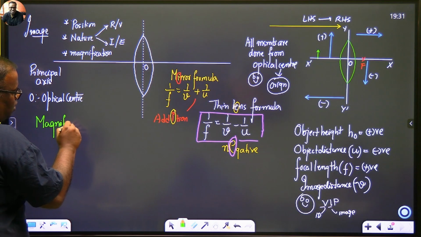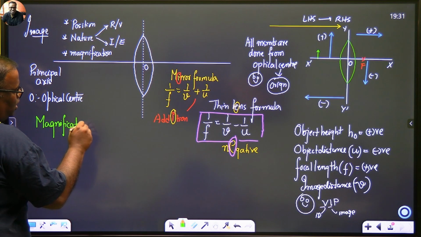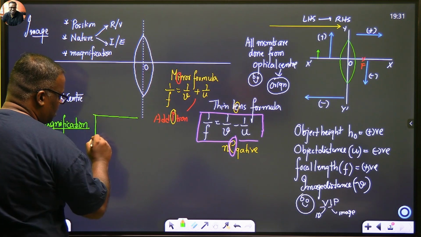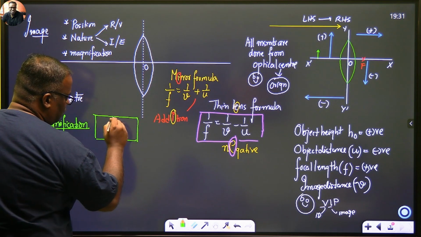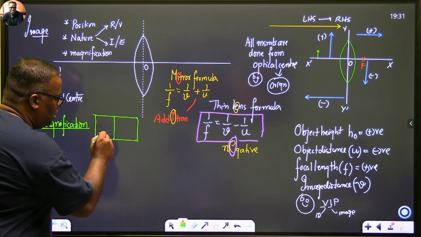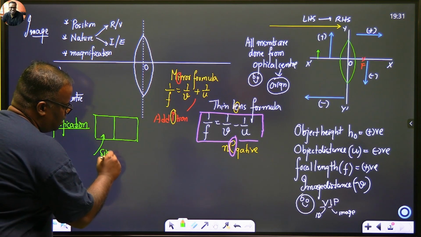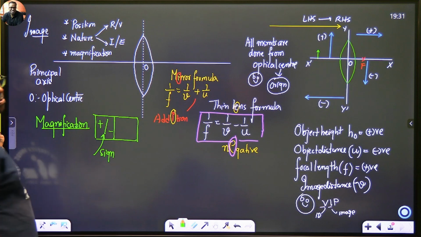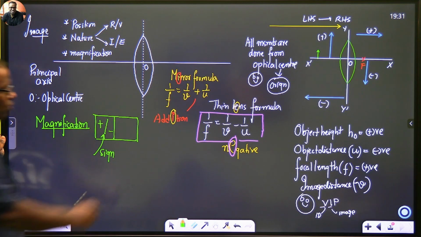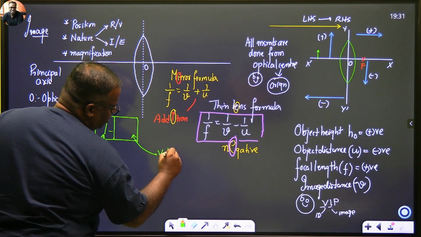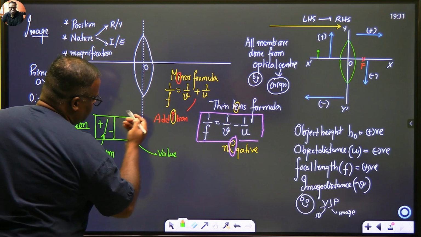Whether you are dealing with mirrors or lenses, magnification as an aspect will always be denoted by two items. The first one will be a sign, so obviously it can be either a plus or a minus. The second one will always be a value. So this is a number.